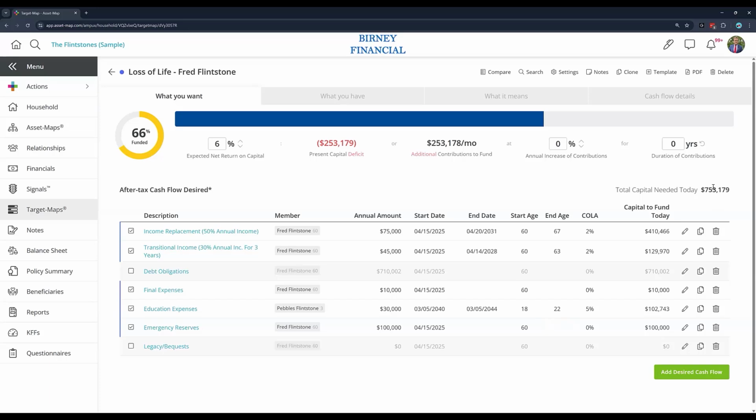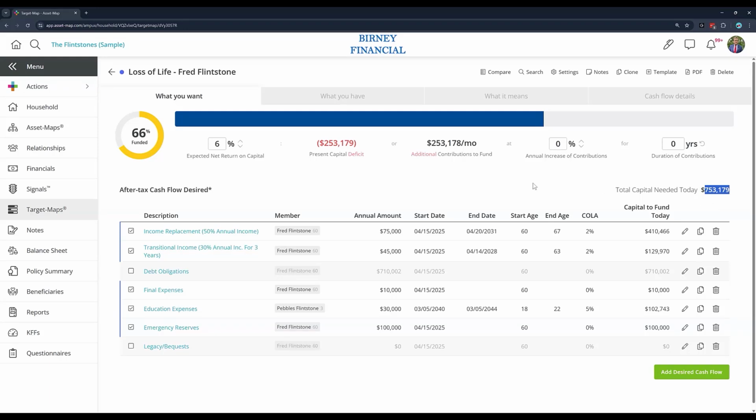So I add all of these goals up and I find this number up top. Where is the bar? What do I need to have today in net capital to make this goal a reality? Well, the answer is about $753,000, 753. So that's the bar, that's the goal, that's what I want to have if we lose Fred.